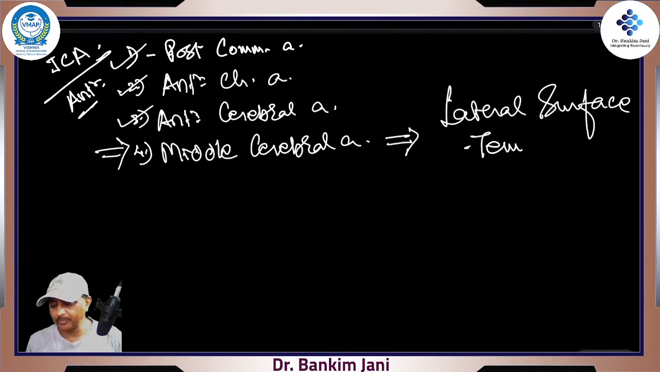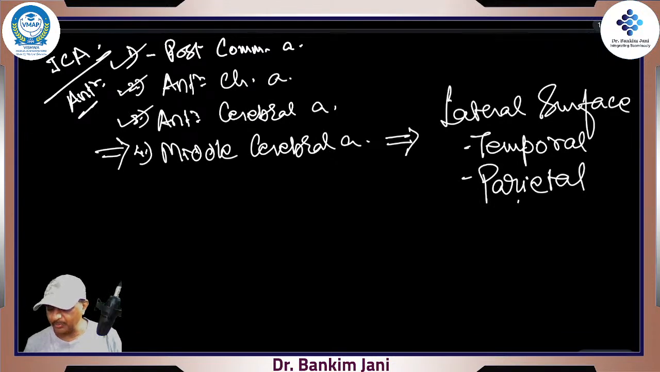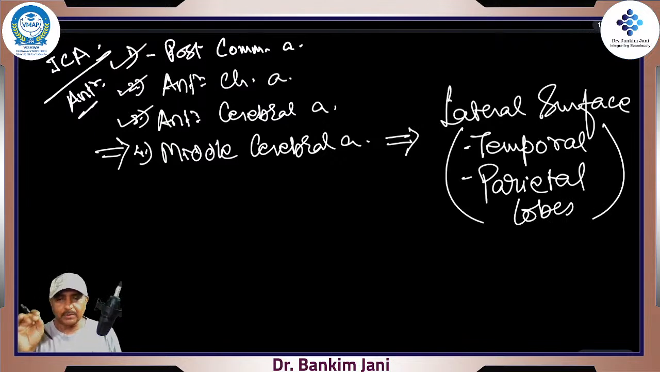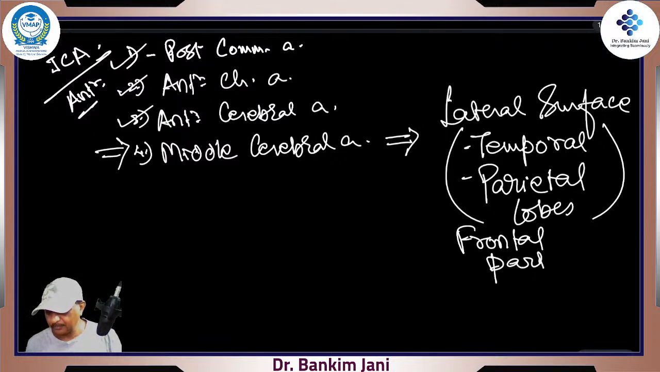On the lateral surface, who will come? The temporal lobe, right? Over here, the temporal and the parietal lobes. So easy, correct? Some part of the frontal lobe also, partially, right?